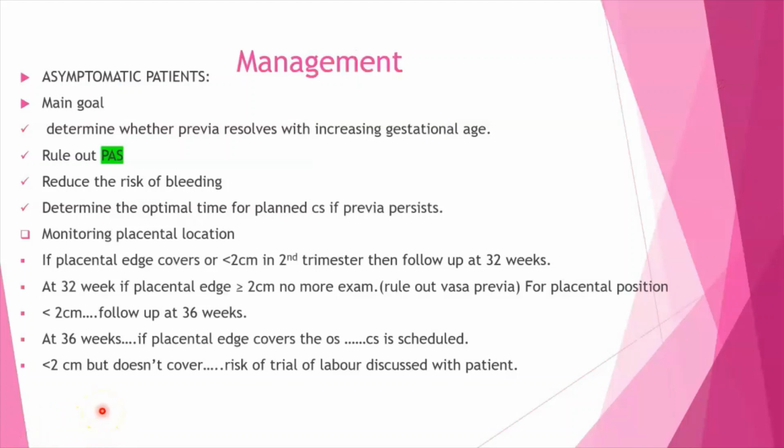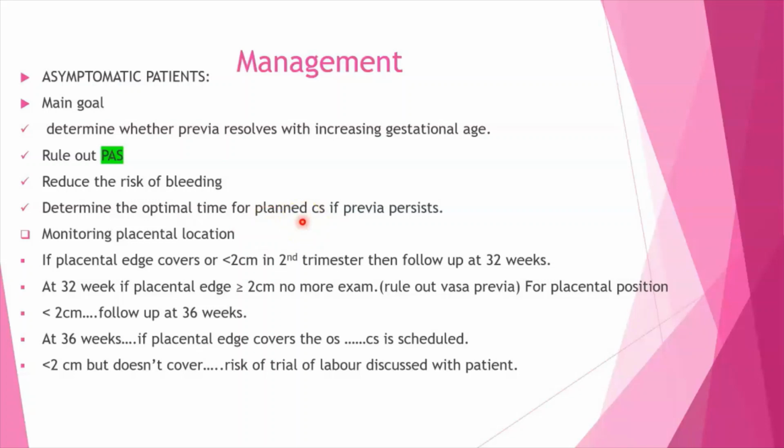Now, how will you manage placenta previa? In case of asymptomatic patients, what is your main goal? We have to determine whether previa resolves with increasing gestational age. Most important, we have to rule out placenta accreta syndrome. Third, we have to reduce the risk of bleeding. And fourth, we have to determine the optimal time for planned CS if previa persists.